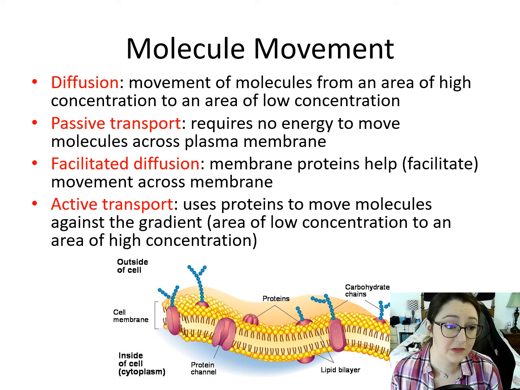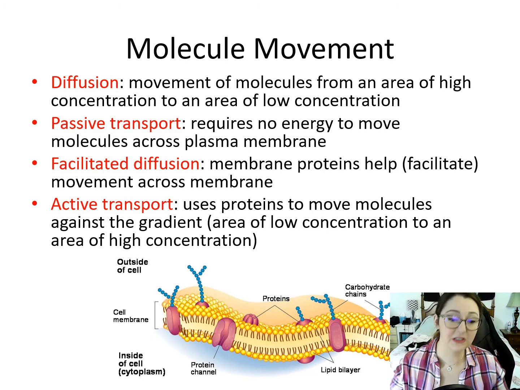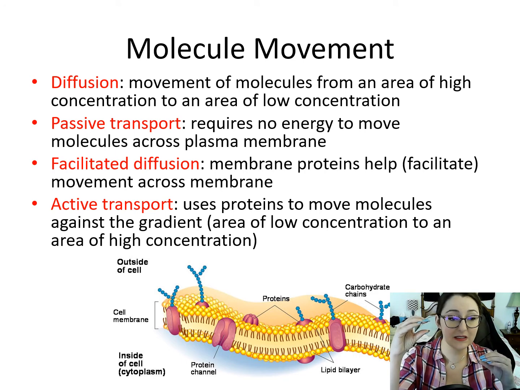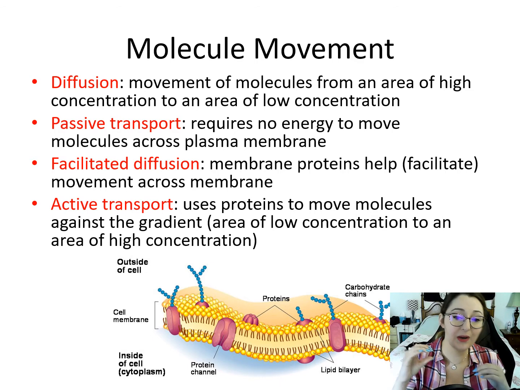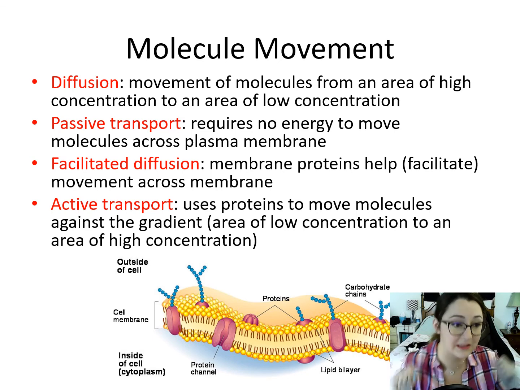So do know that diffusion, the big one, is going to be just movement of molecules from an area of high concentration to an area of low concentration. So what that means is that you have more of something on this side and less of something on this side, and they're going to move until they are balanced. So an area of high concentration is going to move to an area of low concentration. Hope that makes sense.